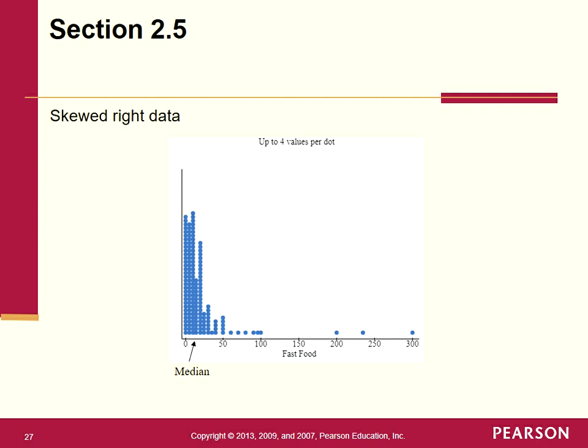The mean is going to be pulled by those outliers, okay, down the number line, closer to them. And so the mean, you can see that the mean on the number line is a little bit further to the right, okay? In other words, the mean is going to be greater than the median for skewed right data. Skewed right data, mean is greater than the median.